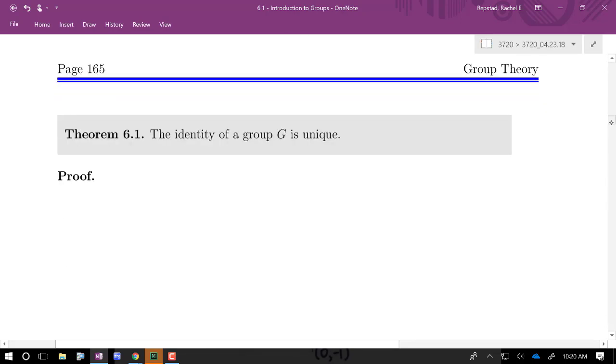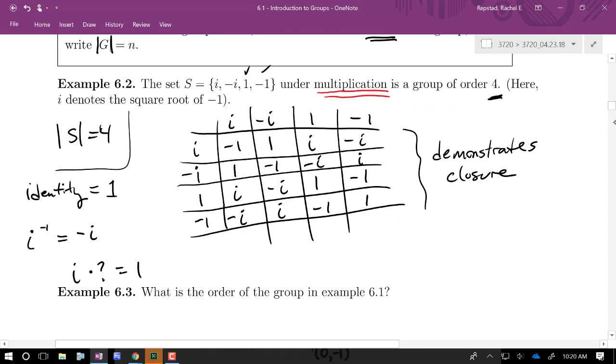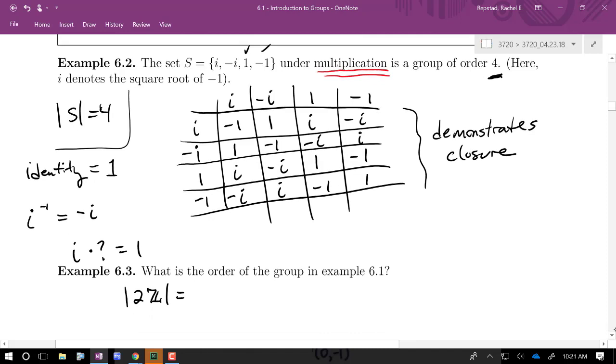So the order of this is basically just an observation that this is a finite group of order 4. But what if we went back to that group that we were working with up here, the group of even integers. How big is this group? How many elements? How many even integers are there? Infinite. Yeah.